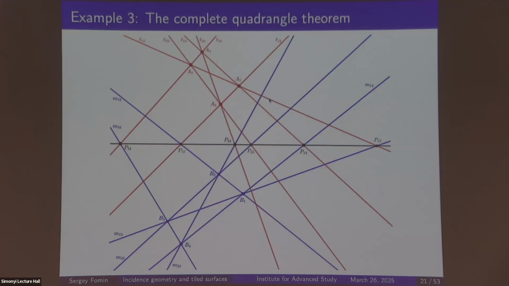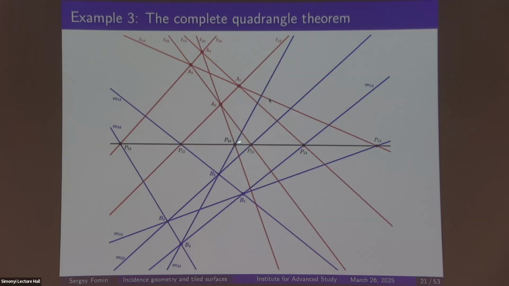Okay, here is another famous theorem of linear algebraic geometry, incidence geometry, the complete quadrangle theorem, made famous by people like Ruth Moufang and Shimshon Amitsur. And okay, what does it say? You can kind of guess by looking at the picture, right?